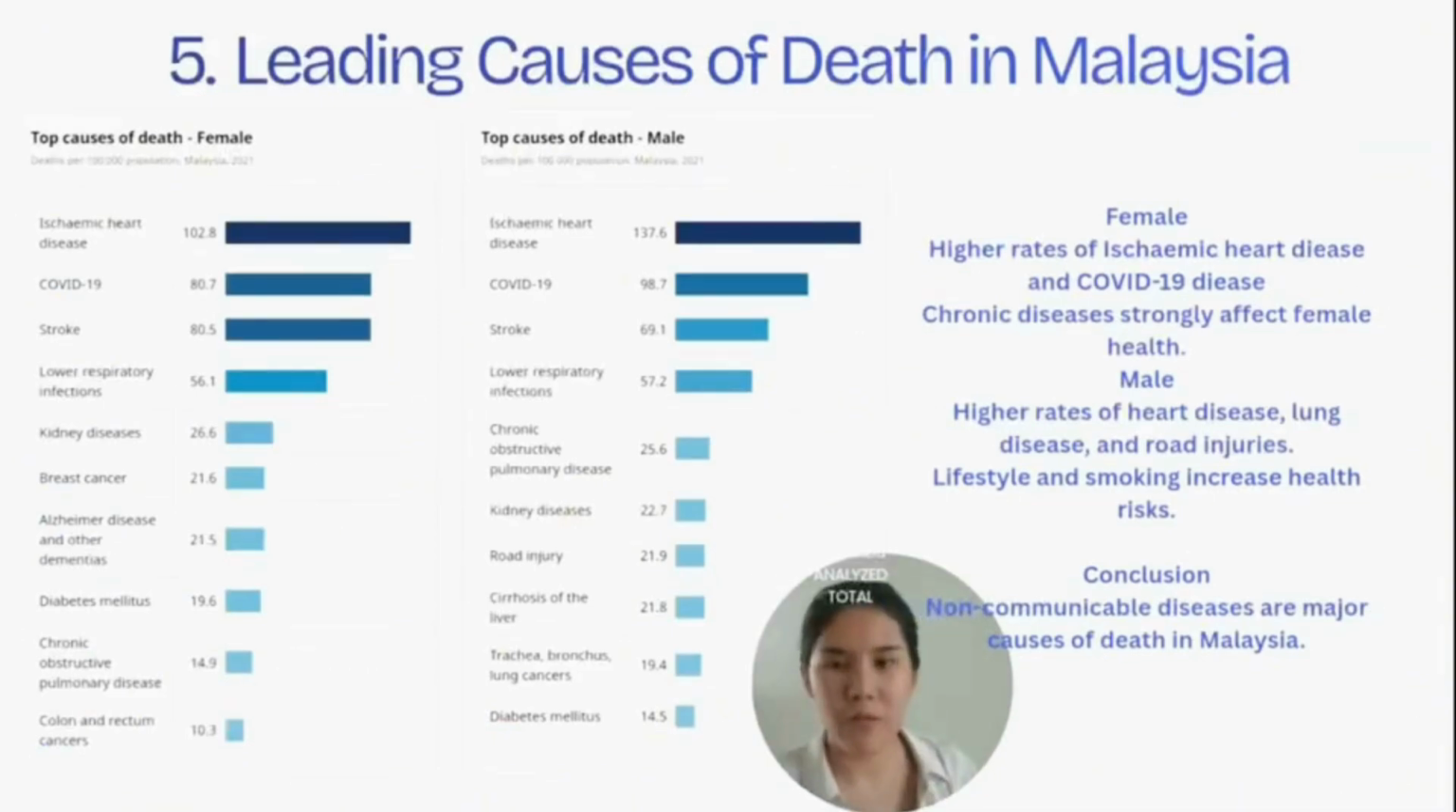Number 5 is about the leading causes of death. In Malaysia, we compare these two pictures. For females, there is a higher rate of ischemic heart disease and COVID-19. Chronic diseases strongly affect males' health, with a higher rate of heart disease, and also lung disease and road injury. Lifestyle and smoking increase health risks. The conclusion is that non-communicable diseases are major causes of death in Malaysia.